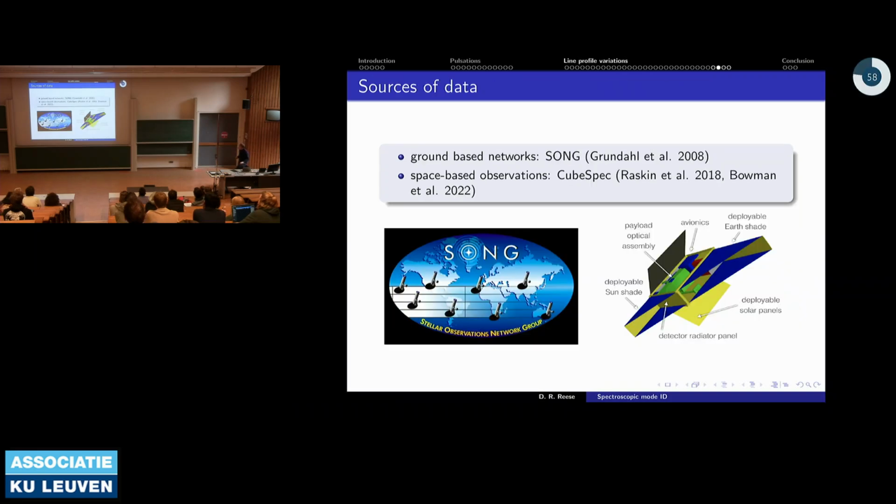Now, in this context, it's interesting also to look at the different sources of data available. So there's ground-based networks, and the most recent I can think of is the SONG network. There's been other networks in the past, I think, like the Whole Earth Telescope and maybe the Delta Scuti network, I forget. And then, of course, there's space-based observations. So you're working on the CubeSpec satellite here, and I'm really looking forward to the results from that.